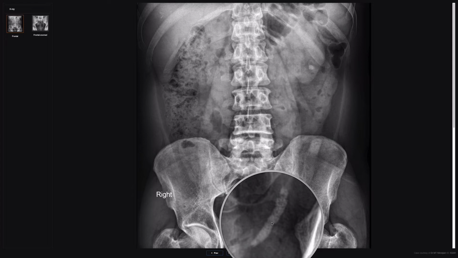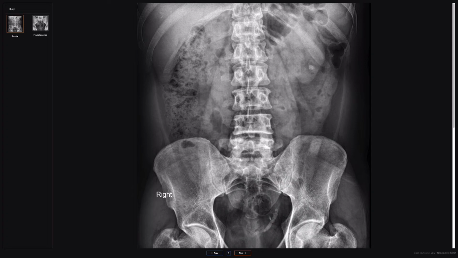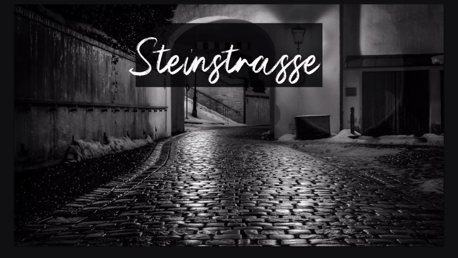And this is an expected complication, effectively, where those stones then break up and then pass down the ureter towards the bladder. And when you have a row of stones like this in the distal part of the ureter, this is known as the Steinstrasse sign, which is a German phrase which means stone street, because you see essentially a row of stones in the ureter, a bit like the stones placed for a stone street.